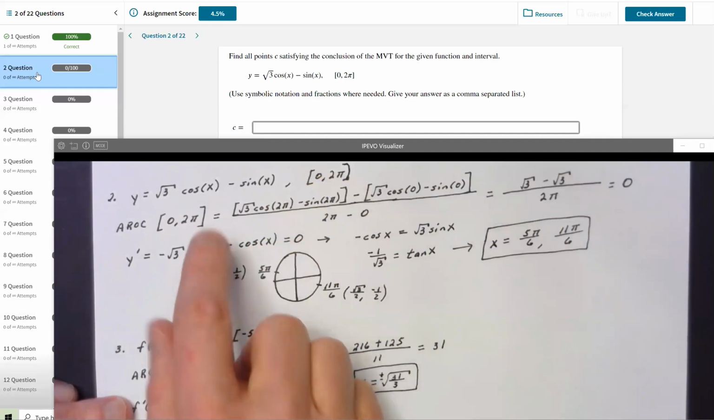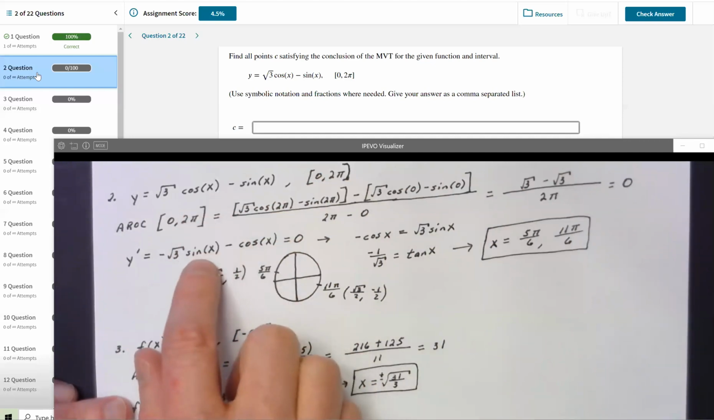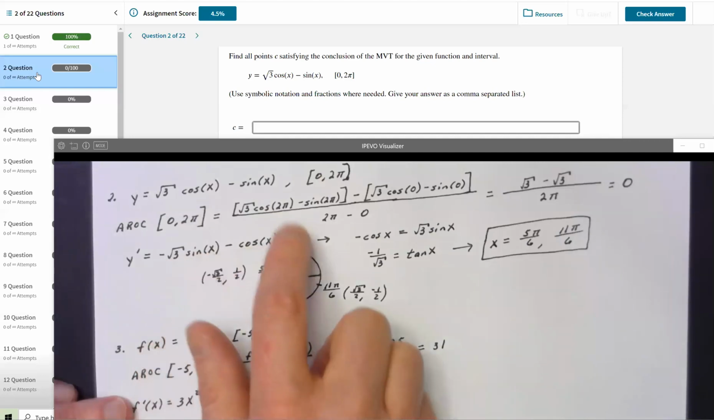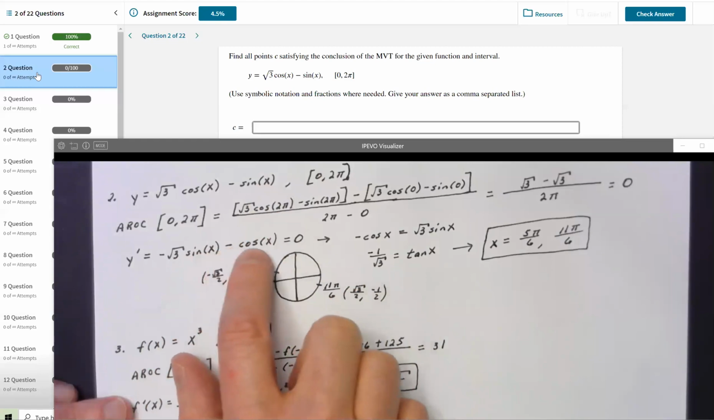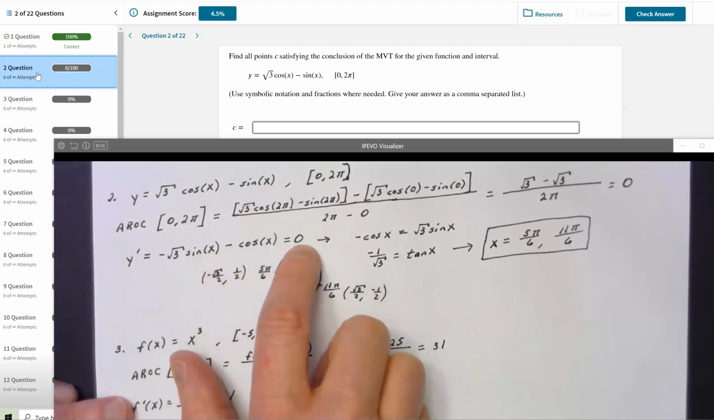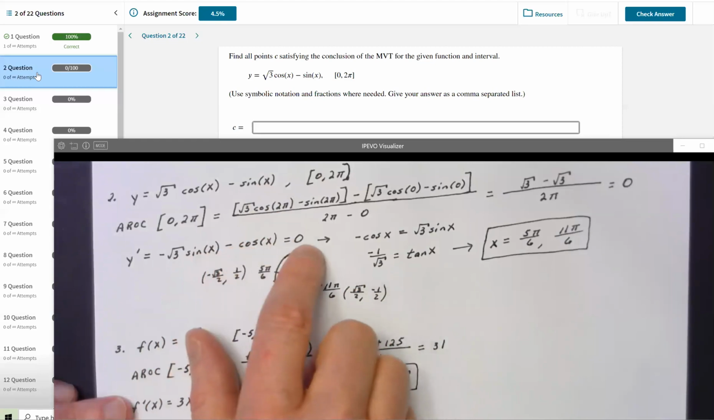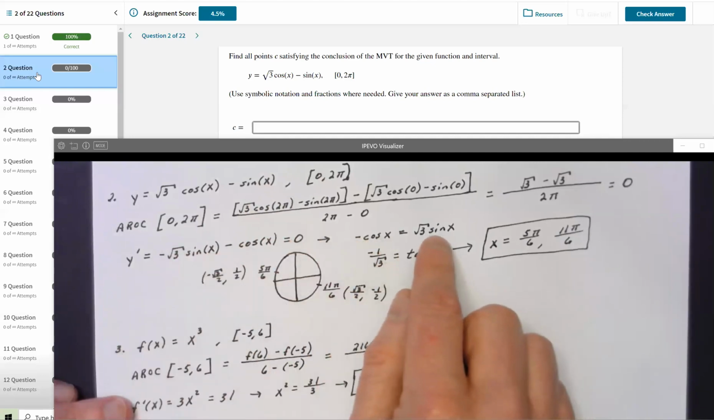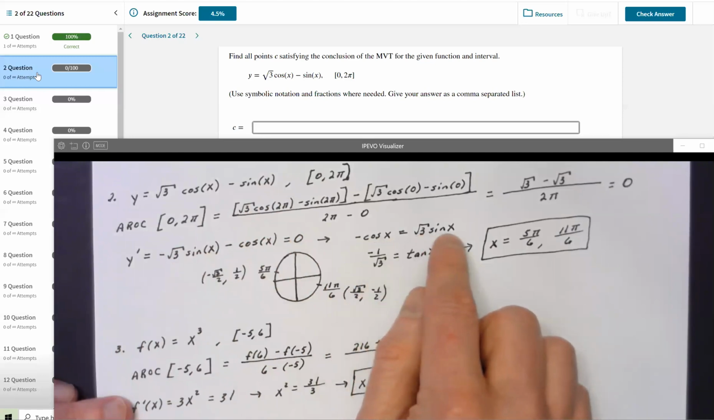So I take my derivative. I know the derivative of the cosine is negative sine, so I got negative root of 3 sine x. And then the derivative of sine is cosine, so I have minus cosine of x is equal to 0. Now I set that equal to 0 by adding the root of 3 sine x to both sides, and I got negative cosine of x is equal to the root of 3 sine x.